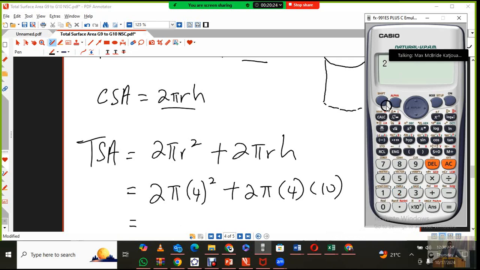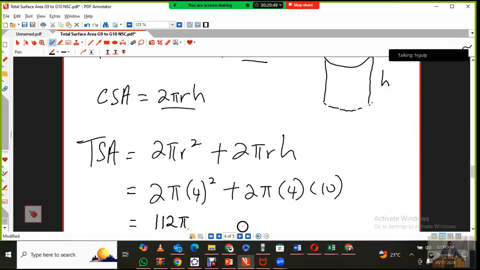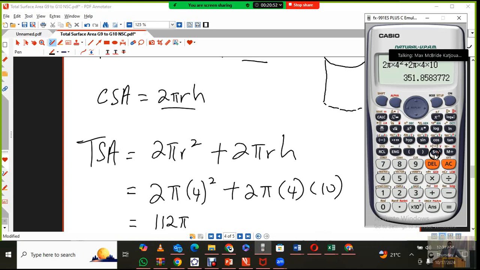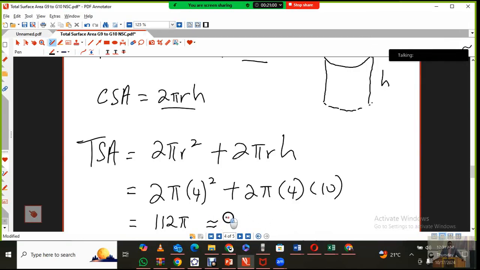So it's 2 pi times 4 squared. Are you with me? Plus 2 pi times 4 times 10. Can you see we're getting 112 pi? Which if you change it, you get the same answer like before. So it's totally up to you to decide which one you are going to use.